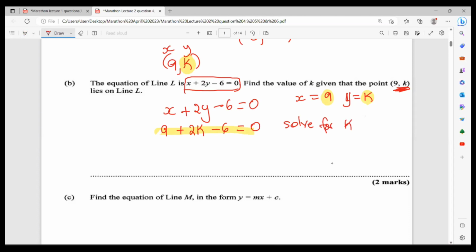Solve for K. We could just relax and put together our numbers. 9 minus 6 will give a positive 3. Right? So the 9 with a minus 6 is a 3 right there, and this is equal to 0. We're almost there. I need to find K. So I would want to subtract 3 from both sides. So I'll have 2K equal to negative 3. Then to find K, I divide by 2. So K is equal to negative 3 over 2.